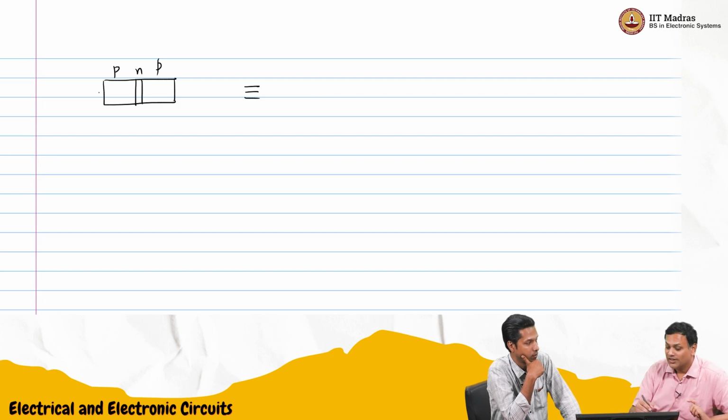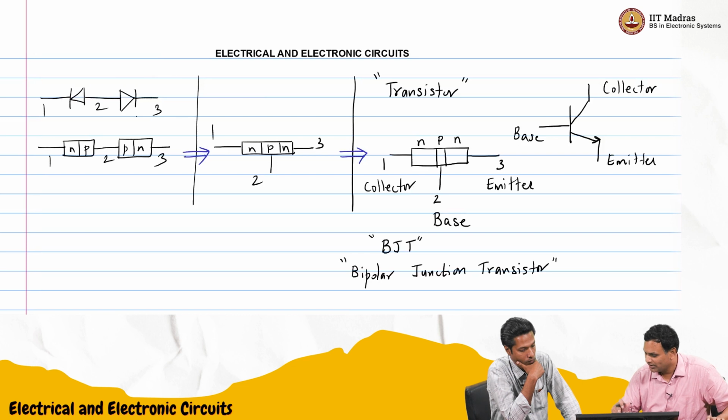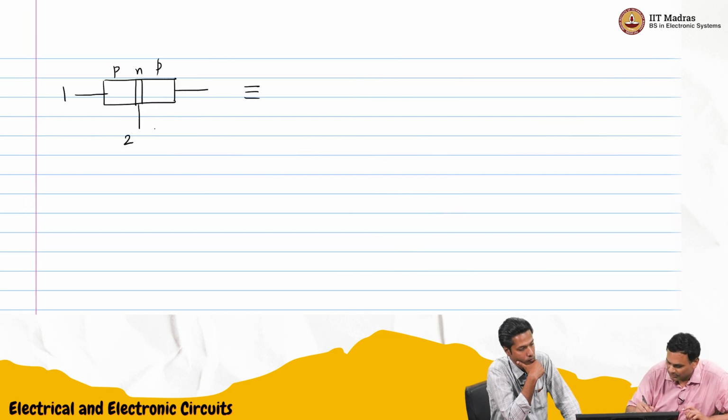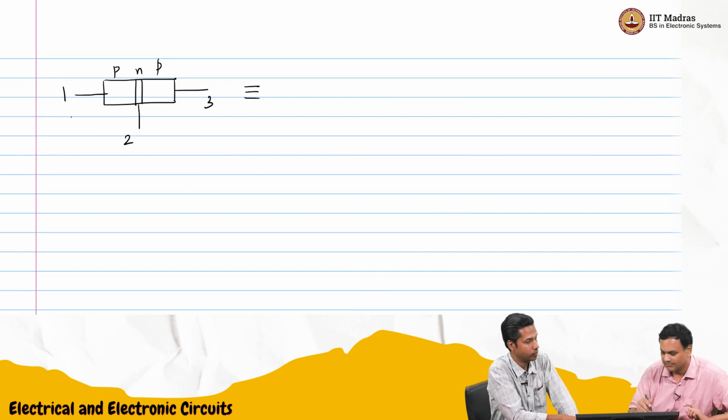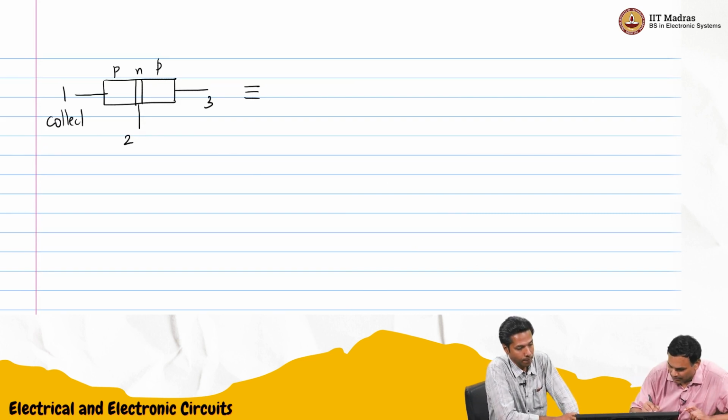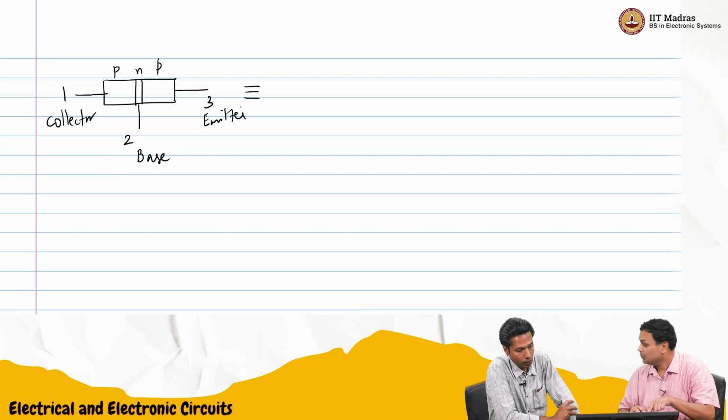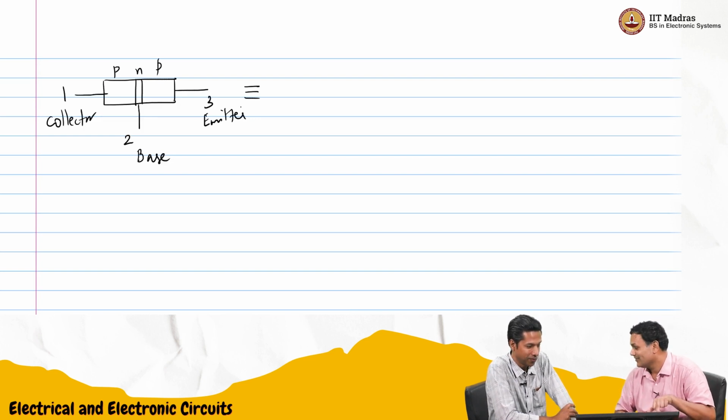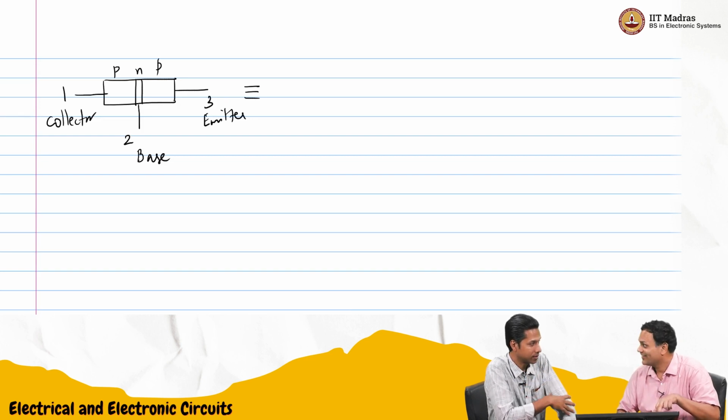So what did we call these 1, 2, and 3? Let's follow the same 1, 2, and 3: collector, base, emitter. But now the emitter is emitting holes, not n-type charge carriers. We saw that they were called holes. So the current direction seems opposite, so we need to change the symbol.